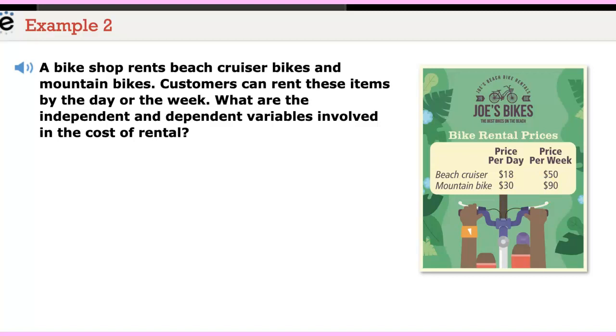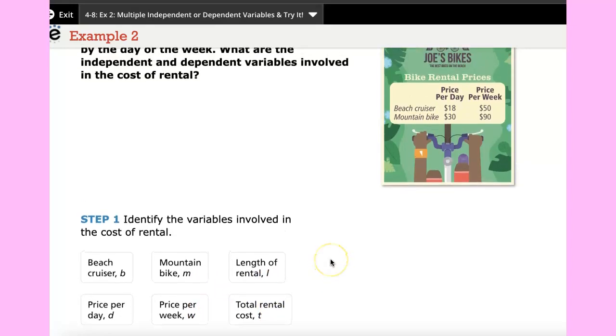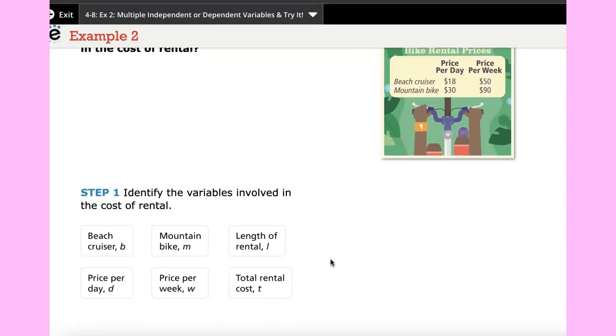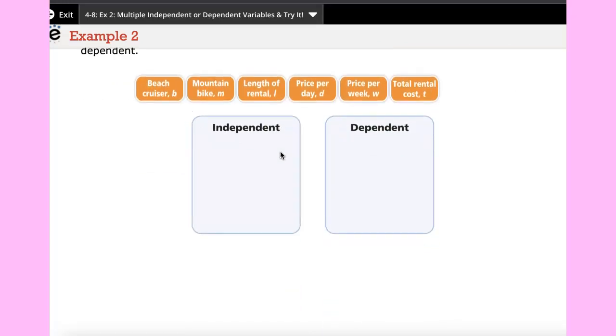I'll pause. So in this one, we have to identify the variables involved for the cost of rental. So we have the beach cruiser, which is letter B, price per day, mountain bike, which is M, price per week, which is W, length of rental, and total rental cost. So we're going to identify which of these is the dependent variable and which is the independent variable. Let's try. Dependent means it stands by itself. Independent means it changes, right? So let's look for the one that will not change.